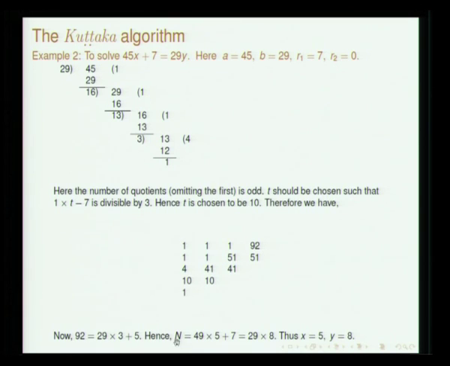Okay. Now let us see. In this equation, this is x. The given number n is 45 times x plus 7, and that fixes our y also as 8. So, finished. x is 5 and y is 8.